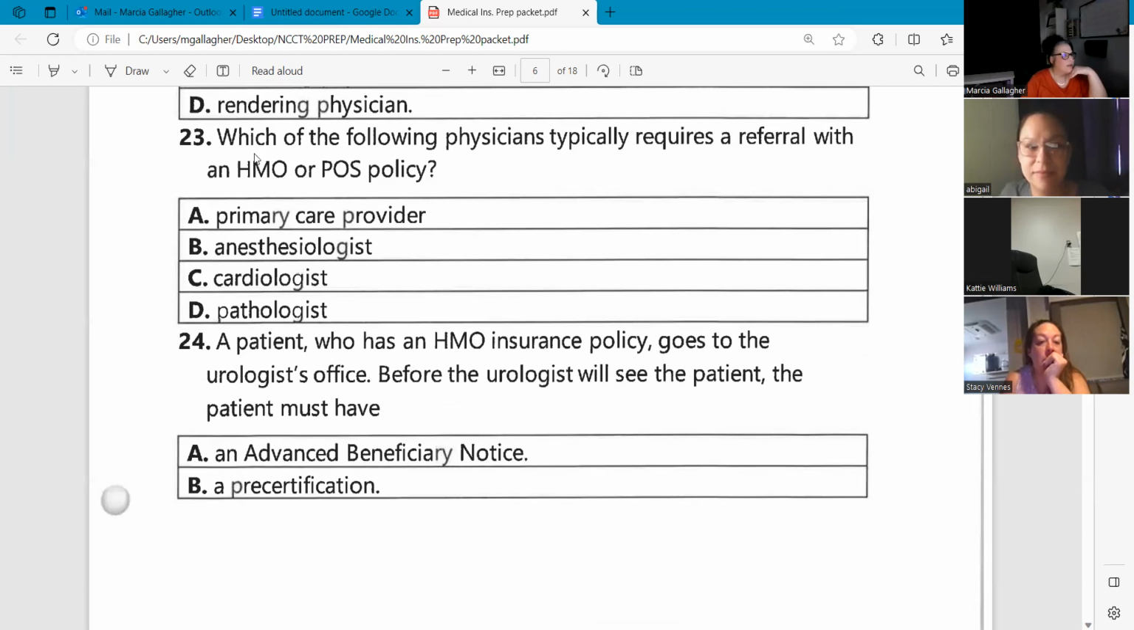Number 23, which of the following physicians typically requires a referral with an HMO or a POS policy? Primary care provider, anesthesiologist, cardiologist, or a pathologist? Primary care provider. So that's, you need a pathologist.